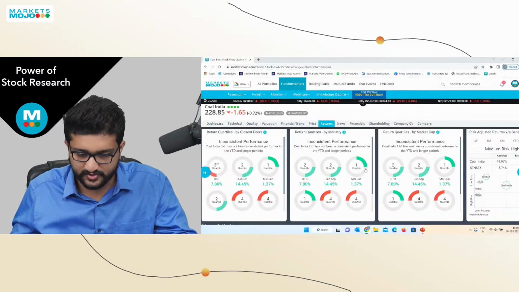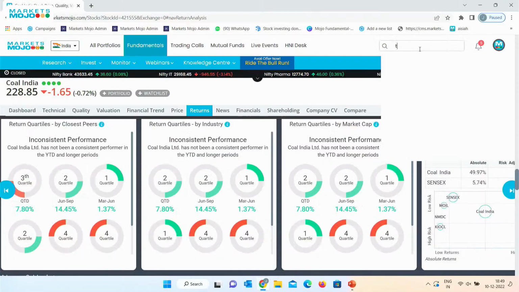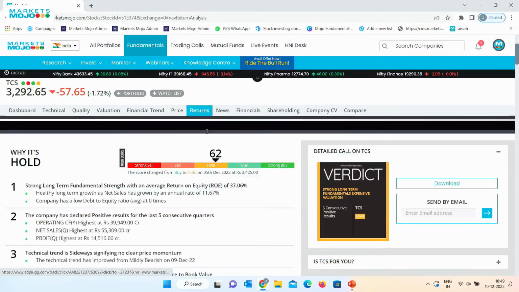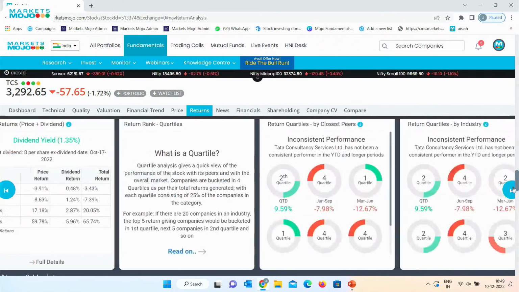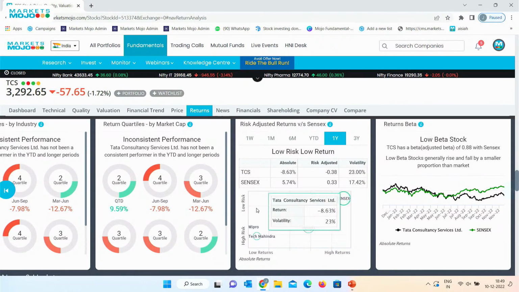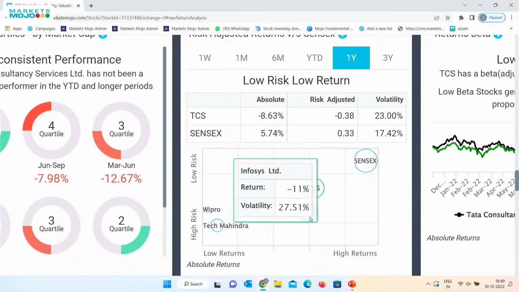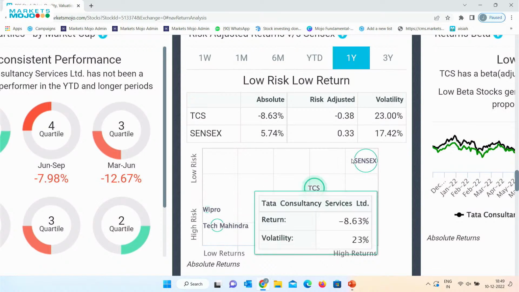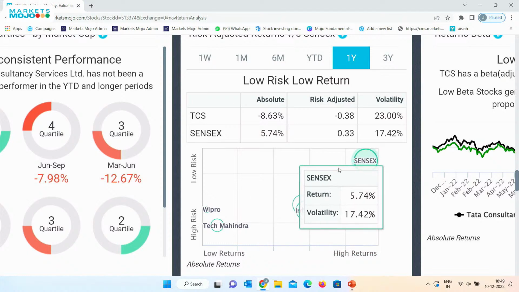I'll take you on the stocks page over here, and we'll go to TCS, the actual example on the PPT. Go to returns and the last slide. Okay, so risk adjusted return versus Sensex. Now look at this graph. I'll just zoom in. If you see, high returns, low returns, high risk, low risk. Our goal is to catch companies in this particular quadrant. What I mean by that is companies which have high returns and low risk. So you should actually catch companies over here.